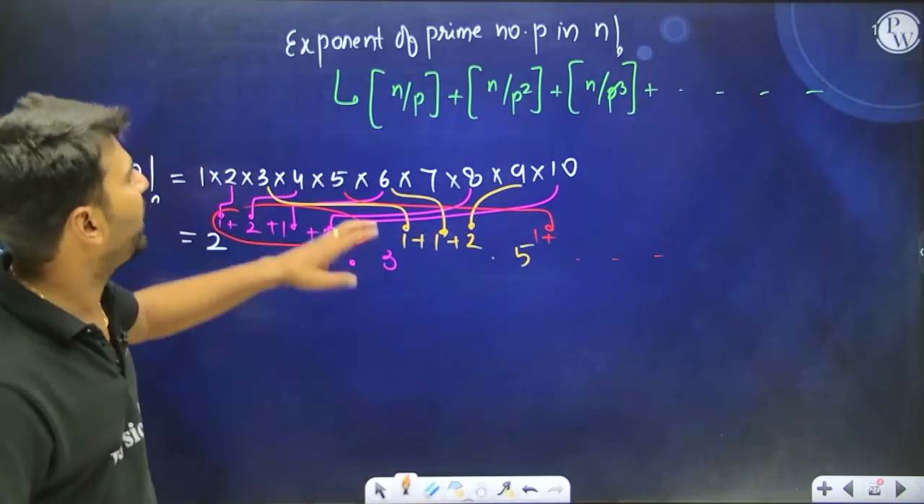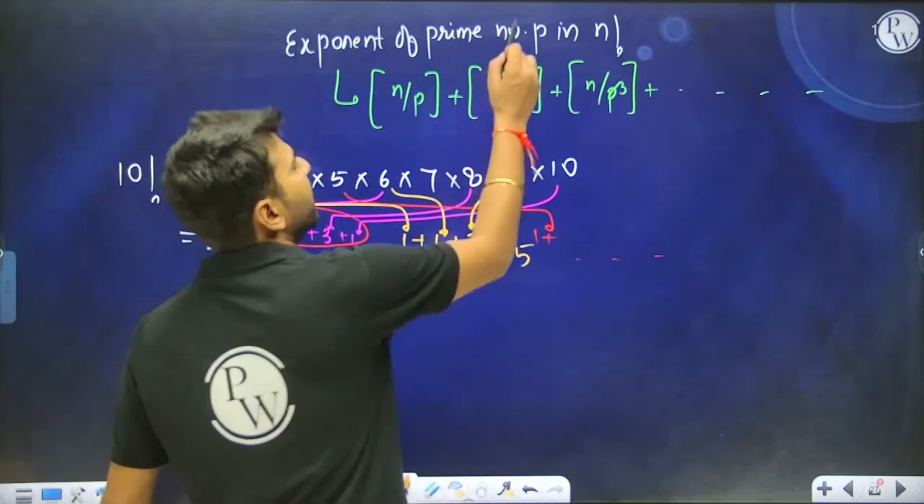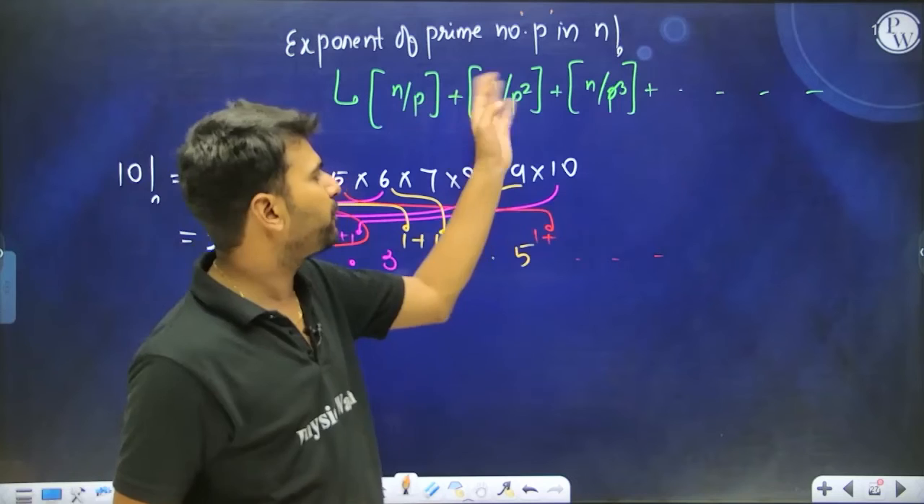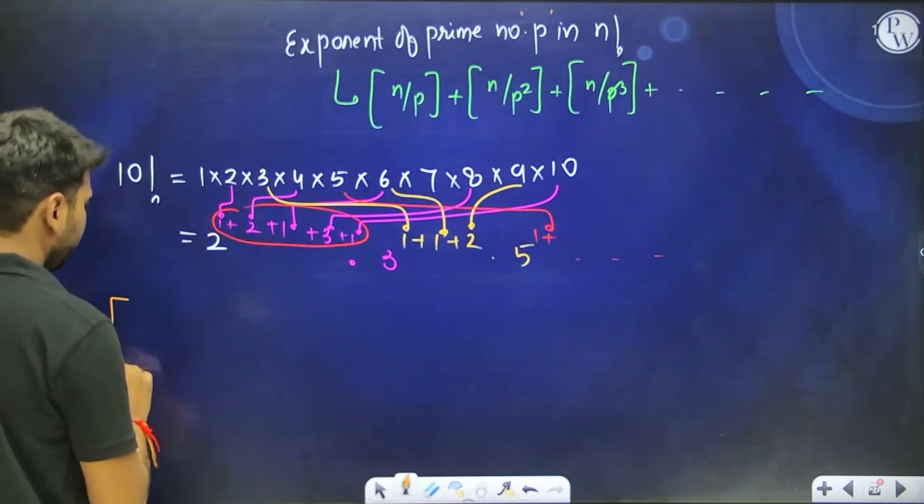That's why I am asking you, whenever a prime number p's power in n factorial is asked, like over here, if I asked you what is the power of 2 in 10 factorial, this formula can be used. So let's first apply the formula.